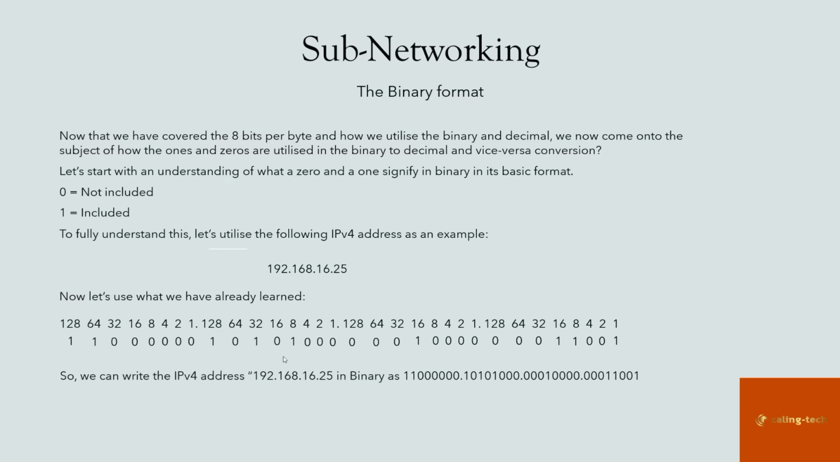So if we were to look at that, we can write the IPv4 address 192.168.16.25 in binary as 11000000.10101000.00010000.00011001. So you can see how easy this is once you understand the binary side.